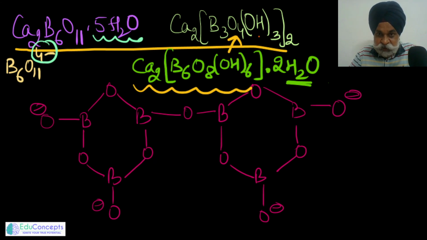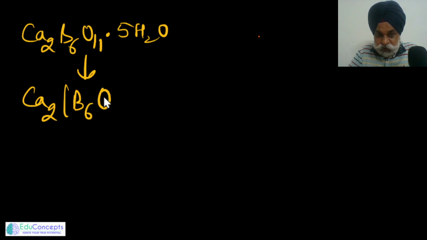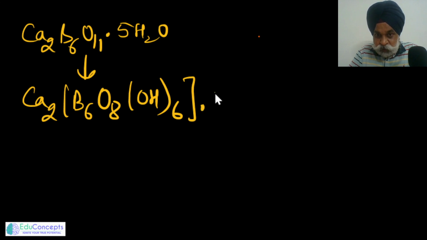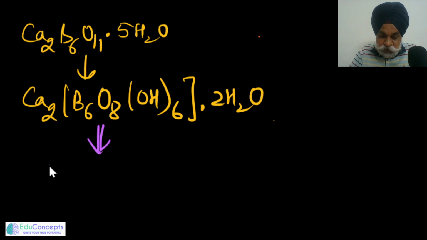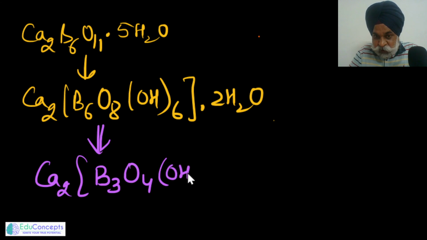Another viewpoint is that you would find in many of the books this particular anion written like this. Let me repeat what I'm saying. So calcium 2 B6O11 5 water may be shown in the books like this also: B6O8(OH)6 2 water. And many times in many of the foreign author books, you would find some books writing this particular anion like this also: B3O4. This is 3 and this is twice.